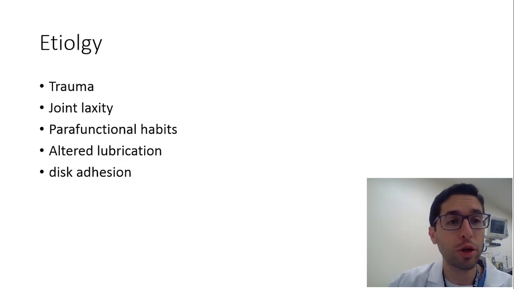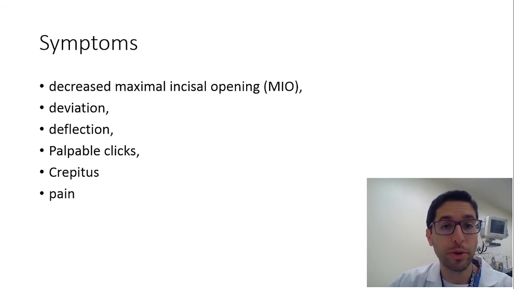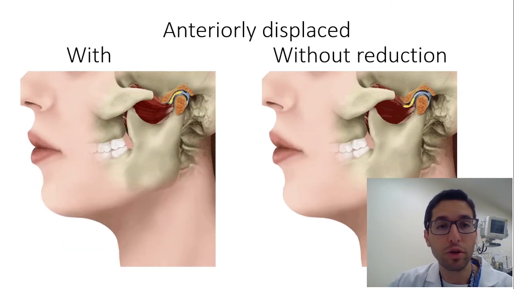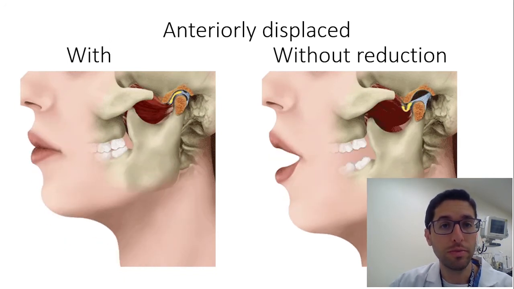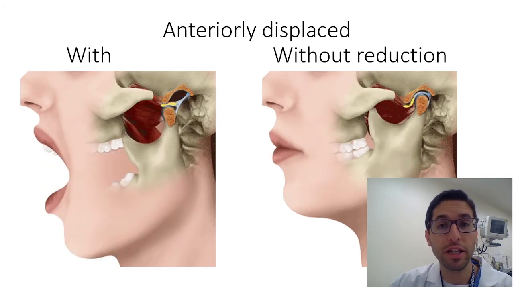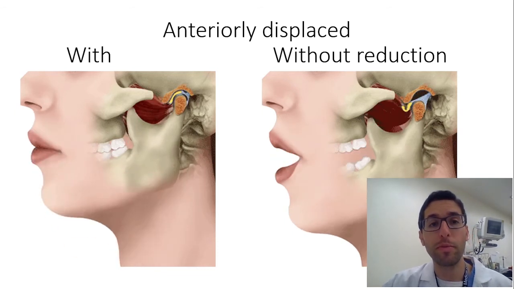Etiologies include trauma, joint laxity, parafunctional habits, altered lubrication, and disc adhesions. Symptoms include decreased MIO, deviation, deflection, palpable clicks, crepitus, and pain. When we say something is internal derangement, like I said before, we're saying it's anteriorly displaced. And then anteriorly displaced, you may have heard the term, it's either with or without reduction. So what do we mean by that?